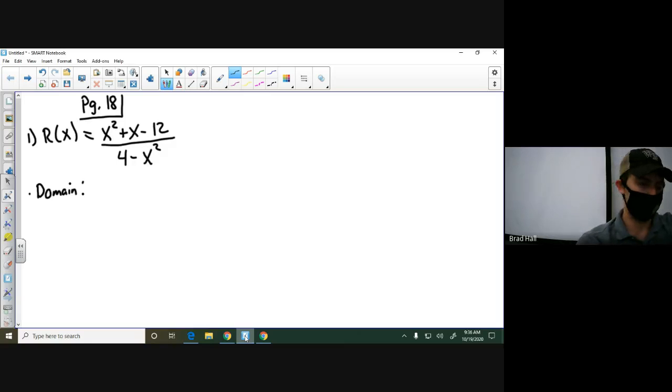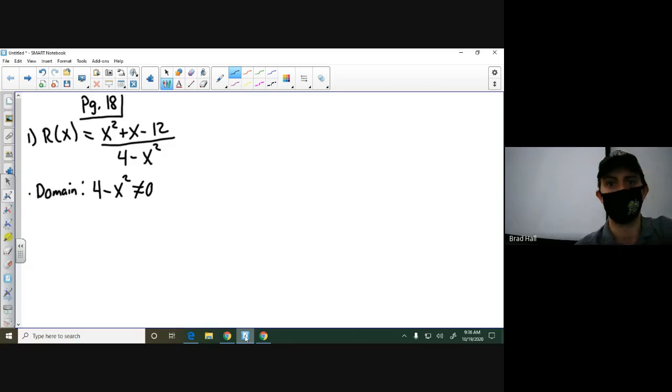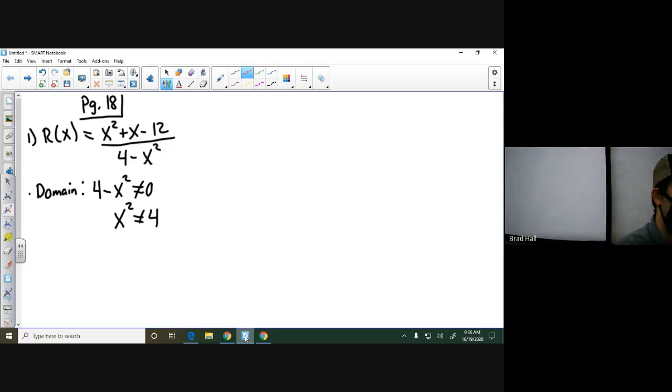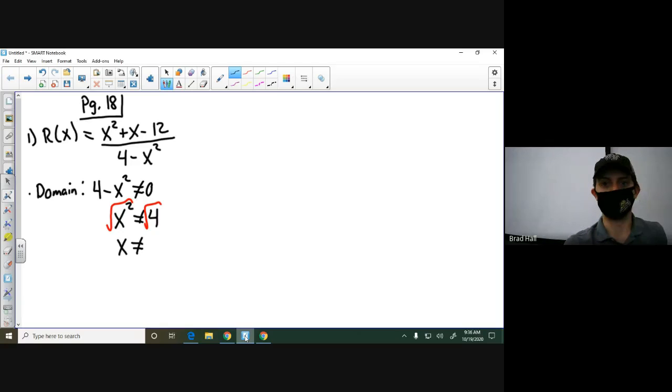So the domain, remember, for any rational function you set the denominator not equal to 0 and you solve for x. And so you can add x squared on both sides, or whichever way you do it, you should end up with x squared is not equal to 4. Just some version of that. And then that's good because we can square root both sides, which will yield that x is not equal to plus or minus, well, the square root of 4 is 2. So if anything, that's the domain. And that'll be helpful in a bit when we get to asymptotes, as we'll see momentarily.